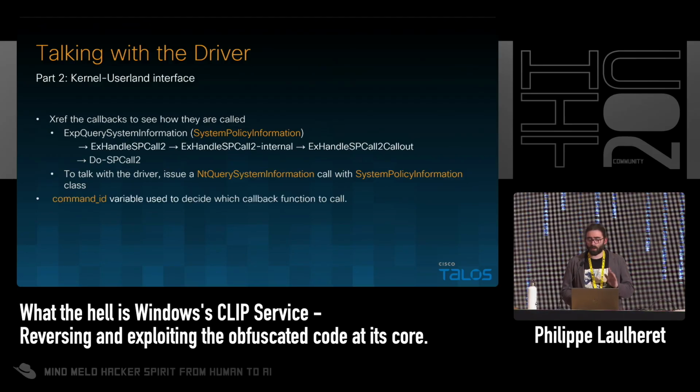And the idea is there's a whole shebang of structures, but you have a command ID. I'm not sure that's a real name, but that's the ID. That basically specifies, inside that system policy information class, which function you want to call, which operation you're trying to do. And that changes the look of the payload. And unfortunately, this payload is also obfuscated, so we have more stuff to deal with.